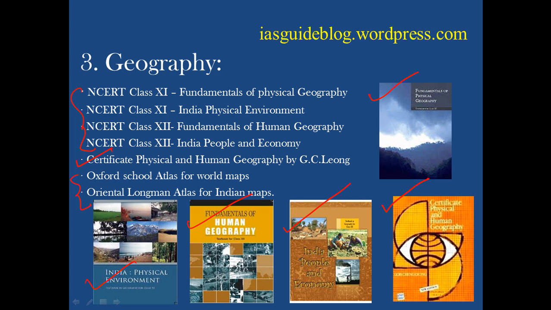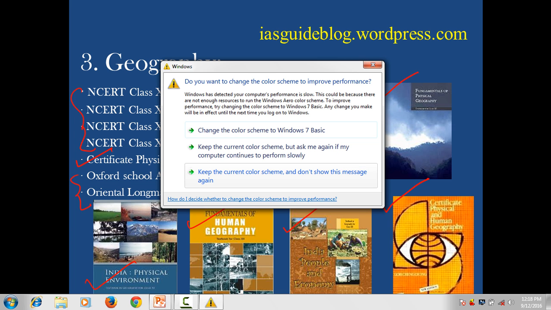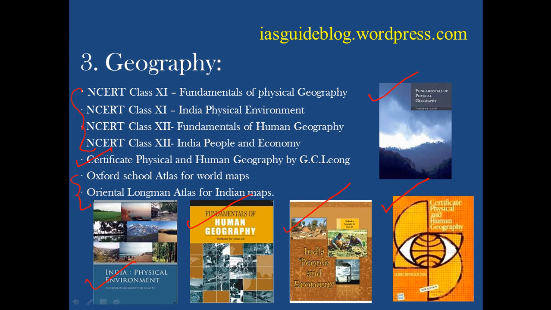When it comes to the world geography section, certain important concepts like landforms, climatology, atmosphere, pressure belts, local winds, monsoon.